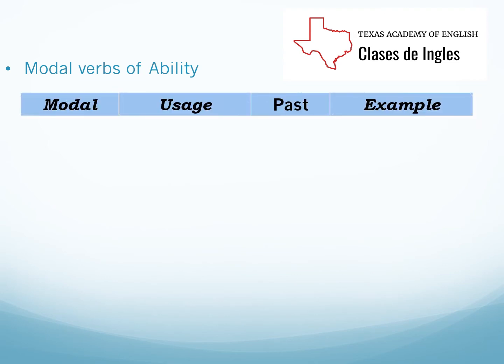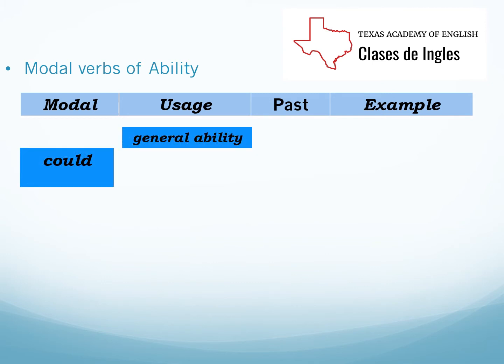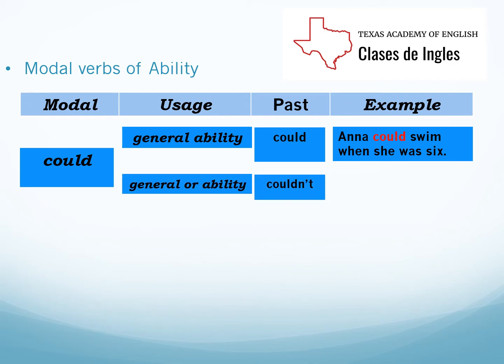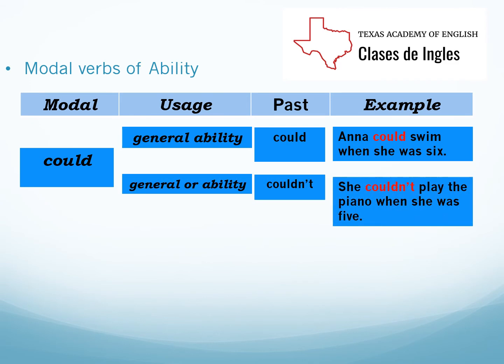In the past, the modal verbs used in the past were could, general ability. In the past, we say could. Anna could swim when she was 6. Or for general ability, in the negative, we can say couldn't. She couldn't play the piano when she was 5.